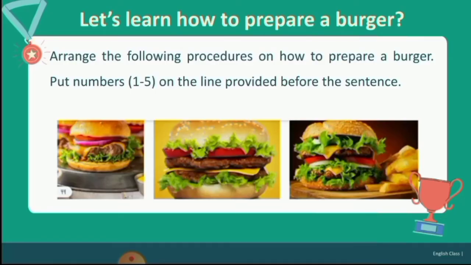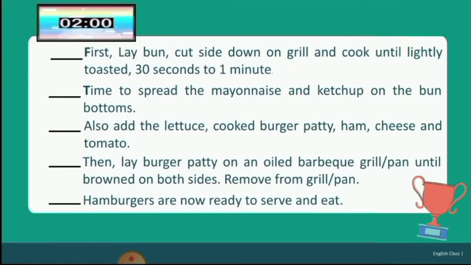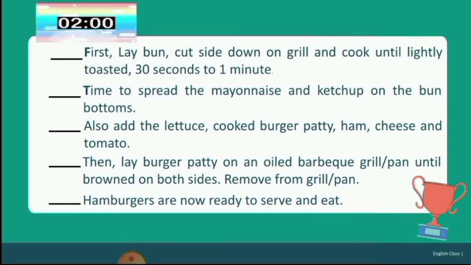So we are done with the review. Now let's learn how to prepare a burger. So I know, class, that you are wondering what is the relationship of this activity to our new lesson today. But I want you to just watch this video throughout this lesson. Okay, so here you need to arrange the following procedures on how to prepare a burger. Put numbers 1 to 5 on the line provided before the sentence. Alright, let's start. Here I'll give you 2 minutes to answer this activity. Are you ready? Okay, so let's start.